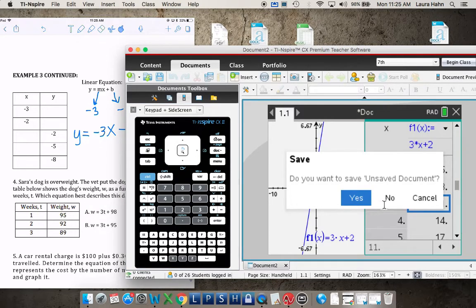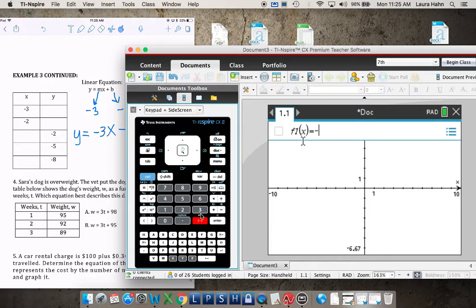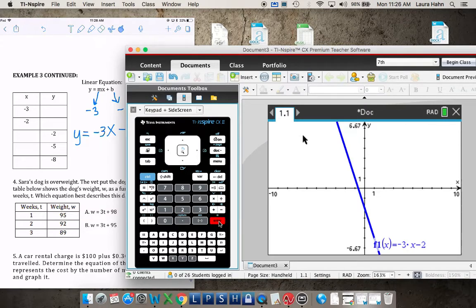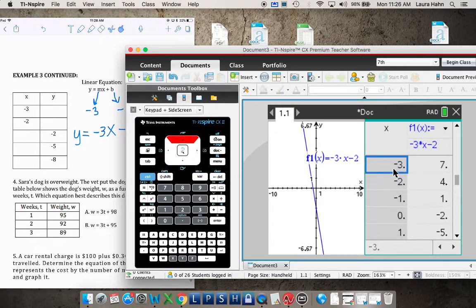So new document, never save. I'm going to add a graph, and this time my equation is negative 3x minus 2. All right, so I'm going to open my table. Control T. All right, so it wants me to go where x is negative 3. Remember, your x's are the first column, your y's are the second column. So I want to go find x is negative 3. X is negative 3, y is 7.